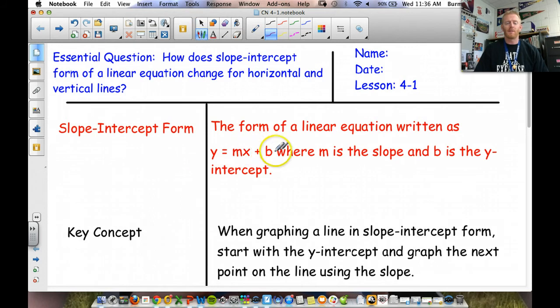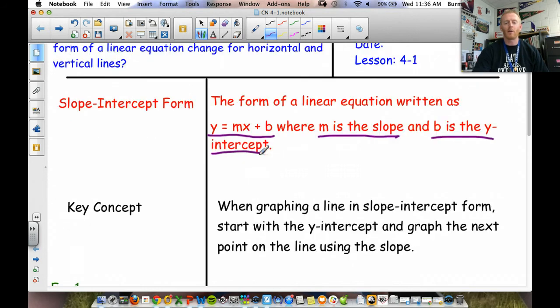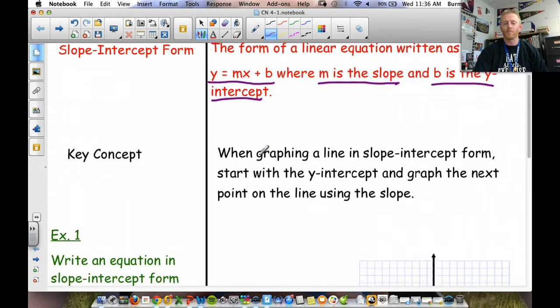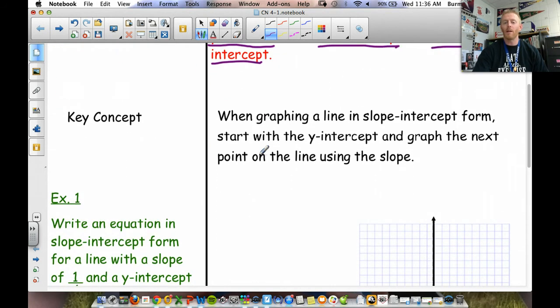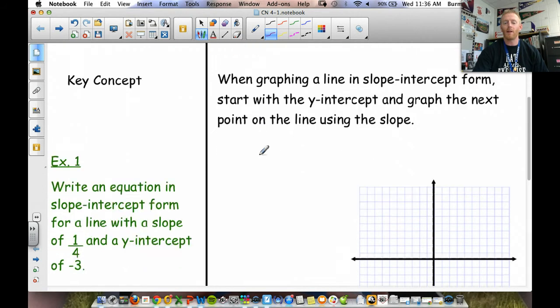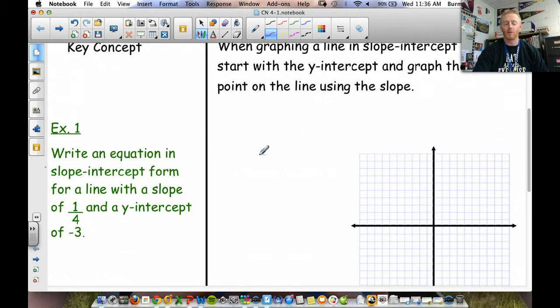Slope-intercept form is a specific form. It's where we have y equals mx plus b. M is the slope, and b is the y-intercept. So we need to be able to identify those specific things from equations and from graphs. When we graph a line in slope-intercept form, we're going to start with the y-intercept and then graph the next point on the line using the slope.